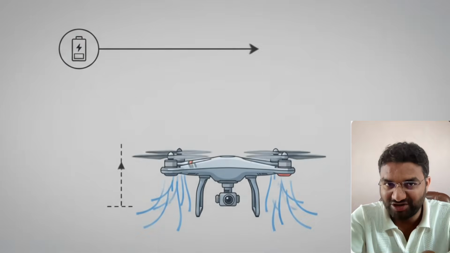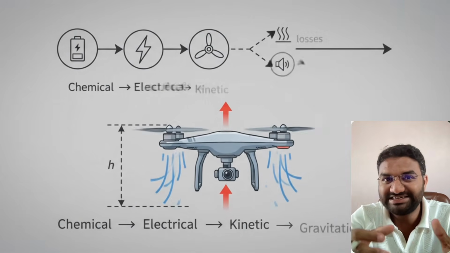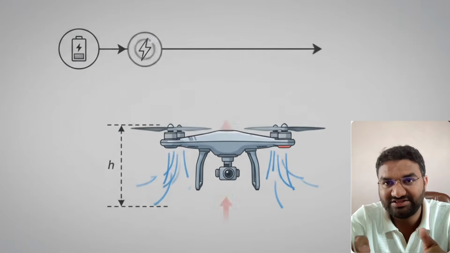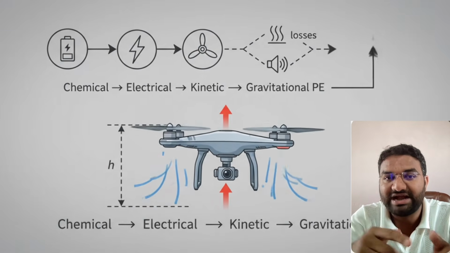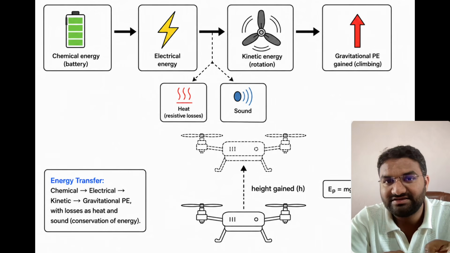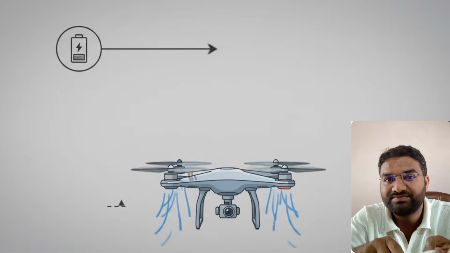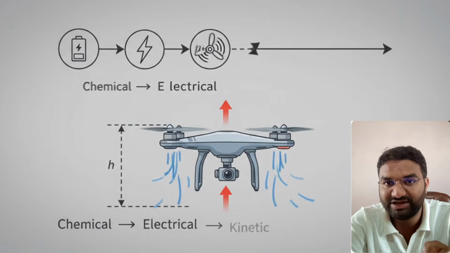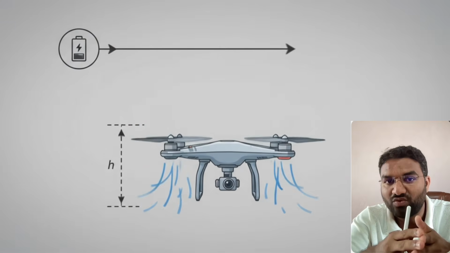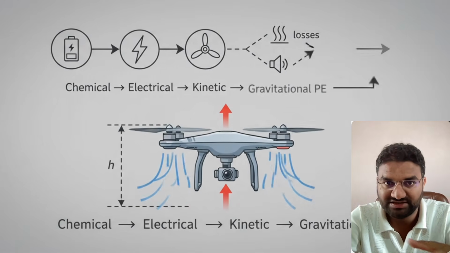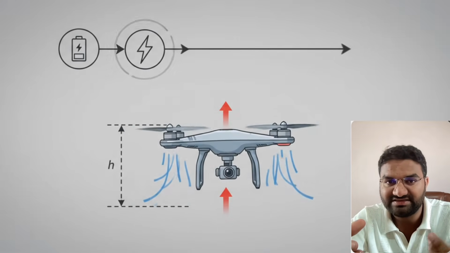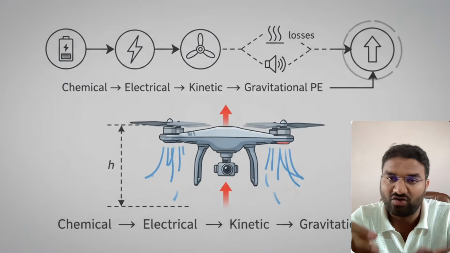Then next, very important, energy transfer. Energy is conserved, you can see. It is transferred from one store to another, but the total energy remains constant. The battery stores chemical energy, this is converted into electrical energy, fine, and this is converted from electrical to kinetic energy. Kinetic energy means spinning the rotors, all right, and when the drone climbs, energy is converted into gravitational potential energy. It's mgh. At every stage, some energy is wasted as heat in the wires or motor, or as sound.